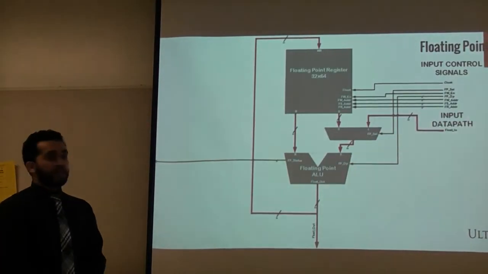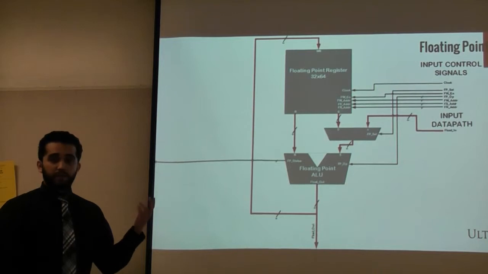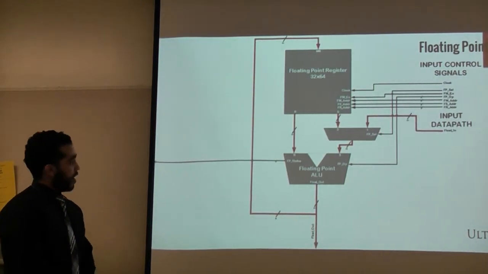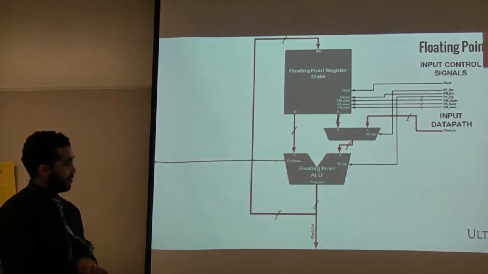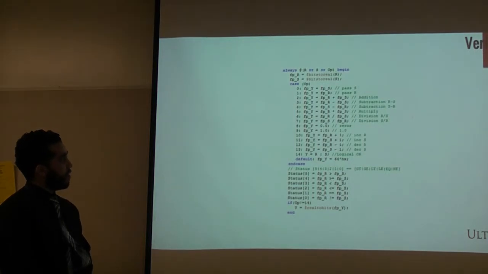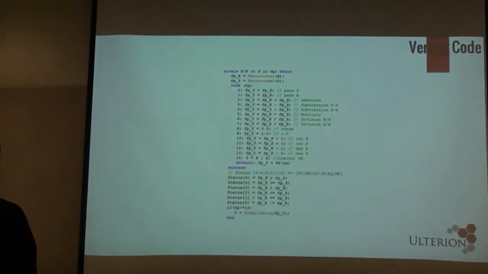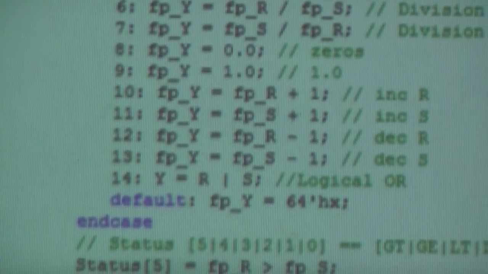So this is the floating point data path. We didn't change anything from the one that we had at the beginning. The only thing that we added was inside the ALU, which is opcode 14, which helps us do the logical OR when we bring the floating point or high.